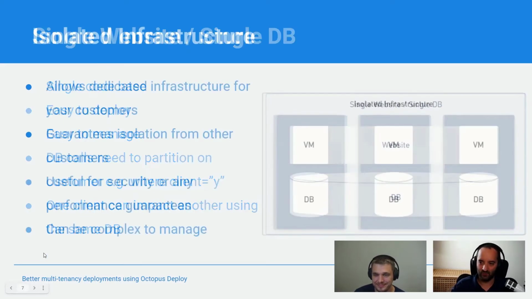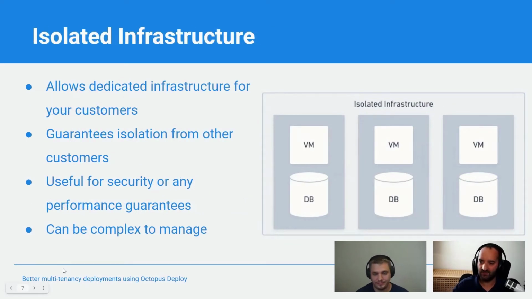So moving on to the final one that we're going to talk about, this is isolated infrastructure. This is where, as the name implies, each customer or tenant gets a website or set of servers and a separate database. Now, as a result, this guarantees isolation from other customers. This can be useful for security, making sure that the risk of cross-tenant communication is virtually non-existent, as each customer gets their own database and own set of resources. No customer's data is ever seen by another.